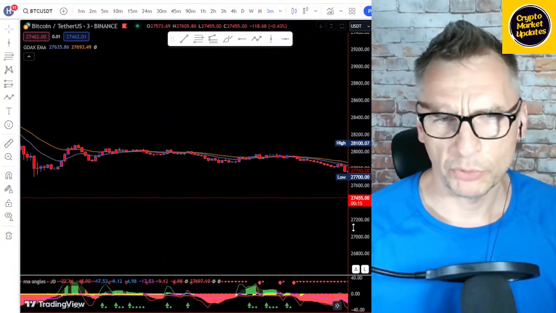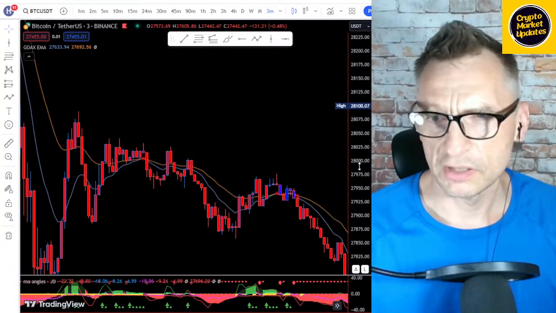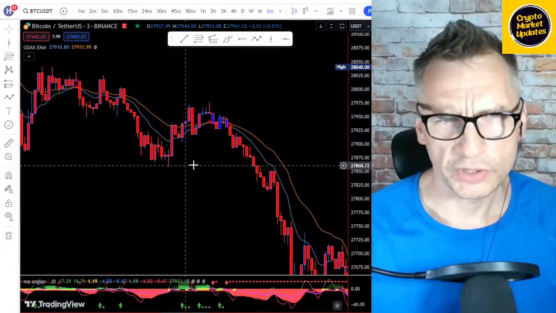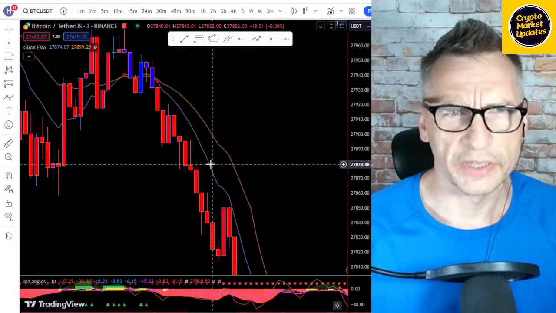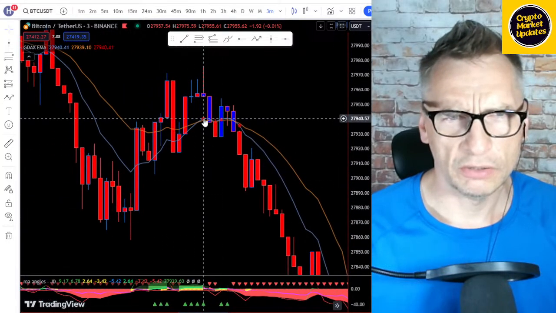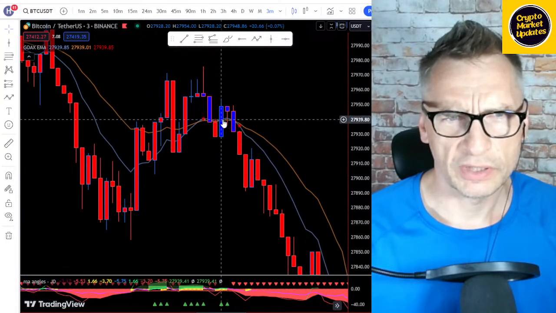The strategy is simple, he says. Wait for the buy signal. Let's see. Where is the buy signal? This is the buy signal. I'm getting 2 buy signals right here. There's a buy signal. Here's a buy signal. Is that a buy signal as well?